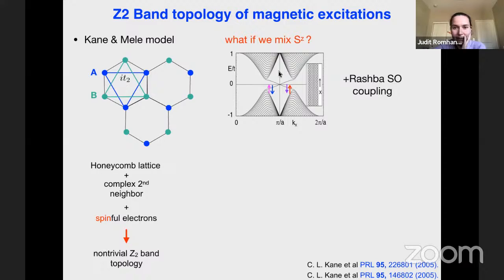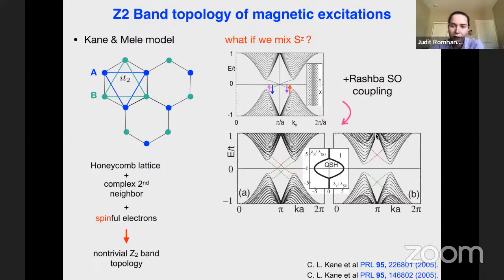And just to add to this picture, what happens when, which is going to be the main question for these magnetic excitations that I'm going to talk about, what if we mix the Sz components? What if Sz is not a good quantum number anymore, because maybe we have some kind of further interaction, such as the Rashba spin orbit coupling in the case of the Kane and Mele model? But as it turns out, as long as this spin orbit coupling is perturbatively small, so we don't close the gap between these bands, this Z2 topology is preserved, and these non-trivial edge modes are still going to be present in the gap.